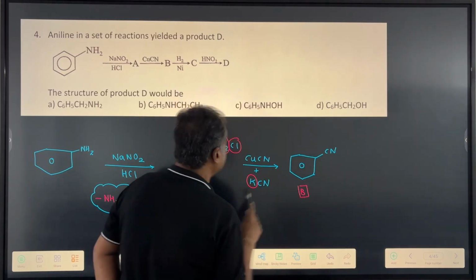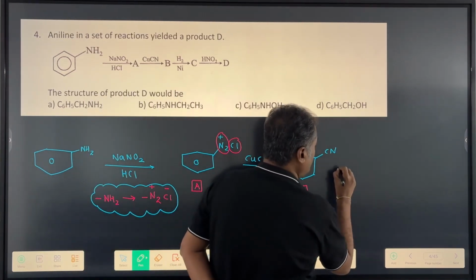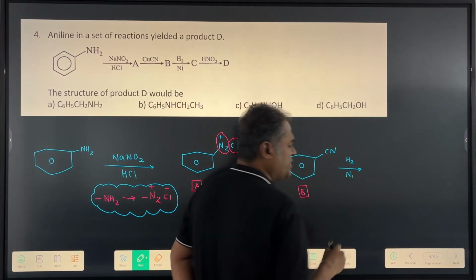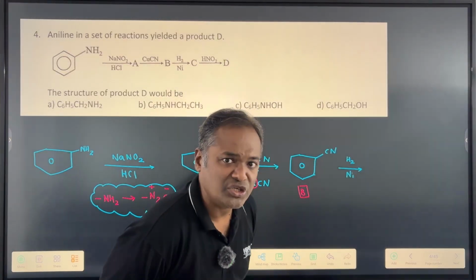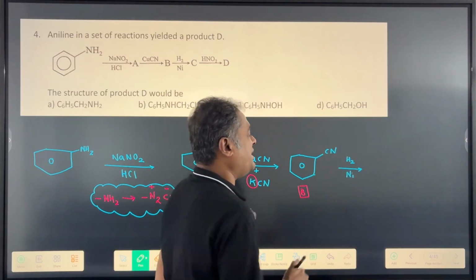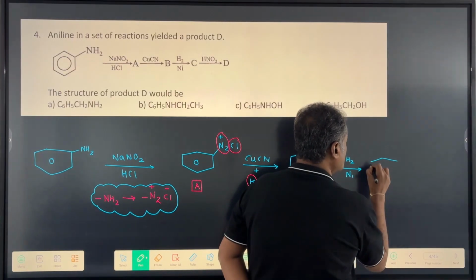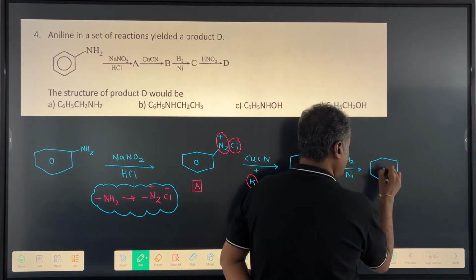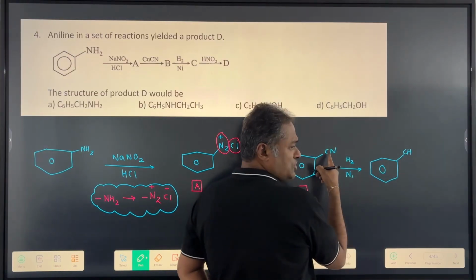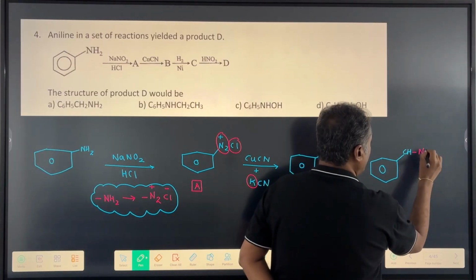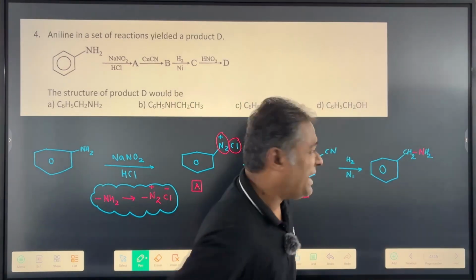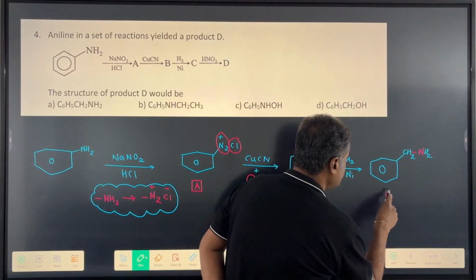Now what is the next step? The next step is treatment of this compound with H2 and nickel. Basically H2 nickel is generally used for hydrogenation. And we have studied that cyanide on reduction always gives primary amine. So here I have a benzene ring containing CH2 and NH2. So I can call it benzylamine, which is my product number C.